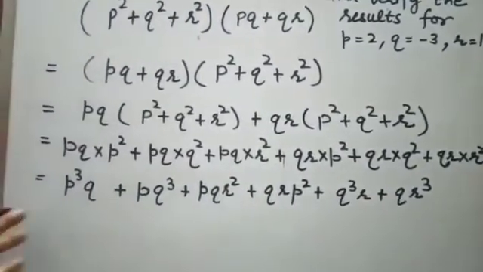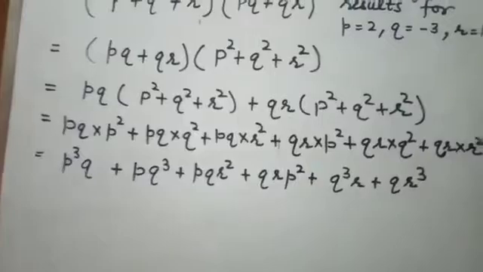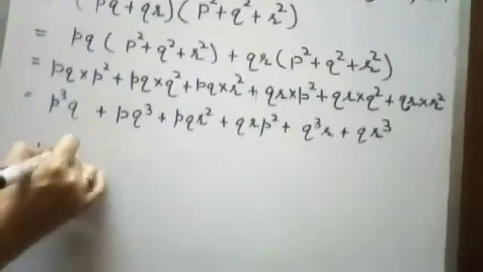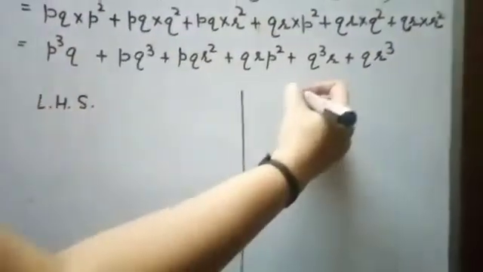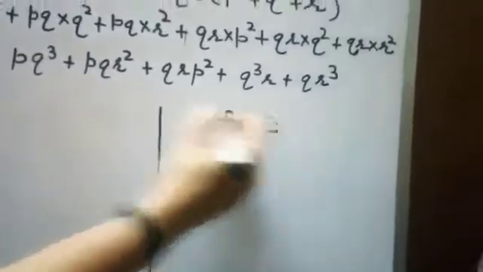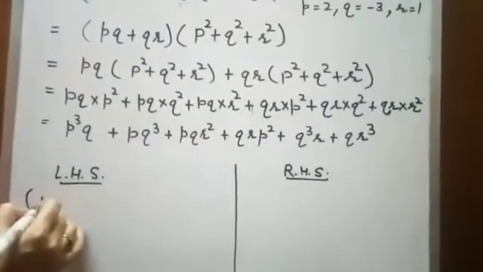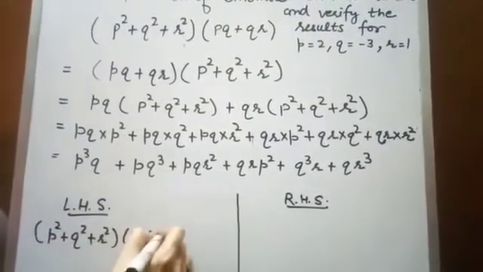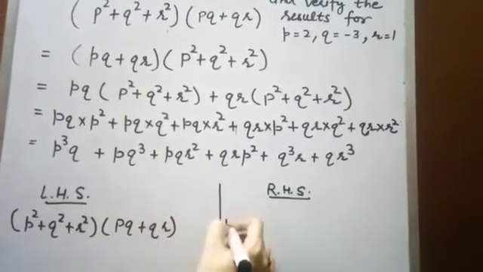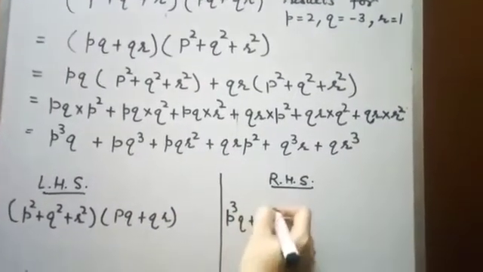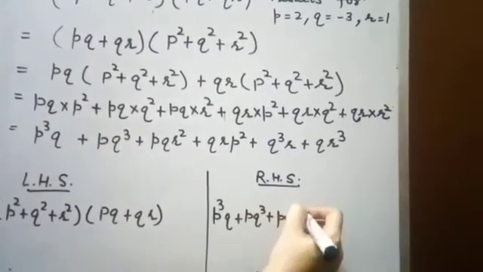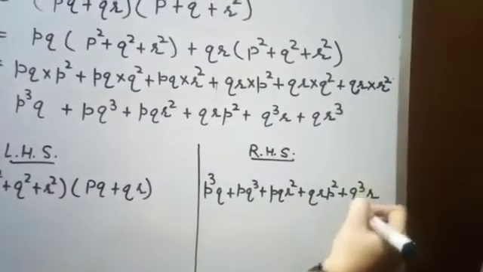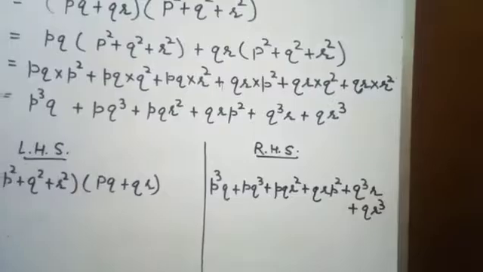Now we are going to verify. This is your RHS. Now I have already told you in verification what we have to do. We have to put the value of these variables P, Q, R in LHS and RHS. So what is LHS and what is RHS? We have already discussed in our previous lectures. The statement part is your LHS, P square plus Q square plus R square into PQ plus QR. And this, P cube Q plus P Q cube plus P Q R square, Q R P square, Q cube R plus Q R cube. This is your RHS part.